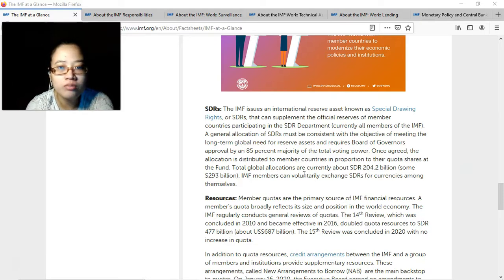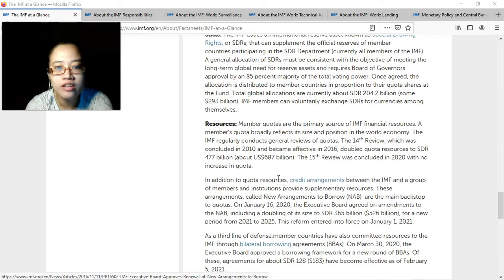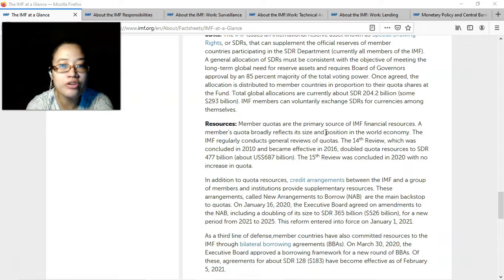Total global allocations are currently about SDR 204.2 billion, around $293 billion. IMF members can voluntarily exchange SDRs for currencies among themselves. Resources. Member quotas are the primary source of IMF financial resources. A member's quota broadly reflects its size and position in the world economy.